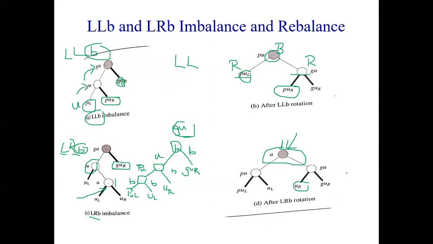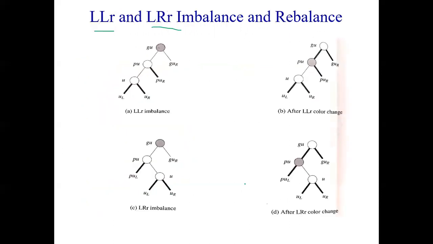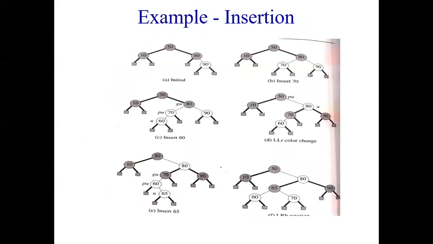Here also that is the case, and here also that is the case. Okay. So this is how we perform LLB and LLR imbalance balancing. Similarly, you can work out for RRR, RLR, RRB, and RLB. Right? And now let us discuss with some example how insertion is in fact happening.